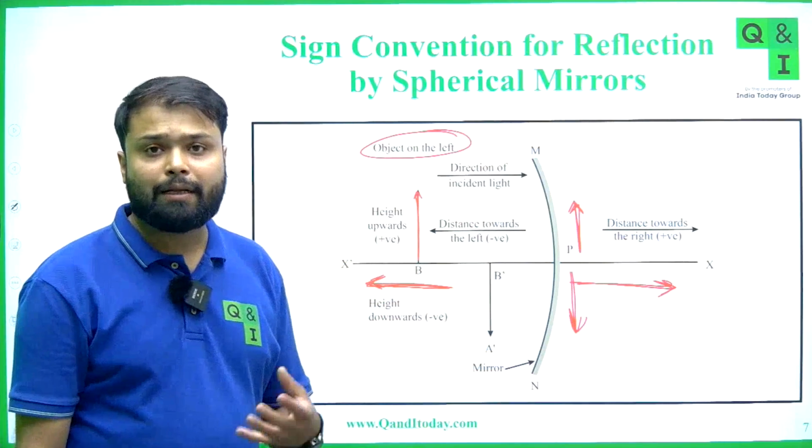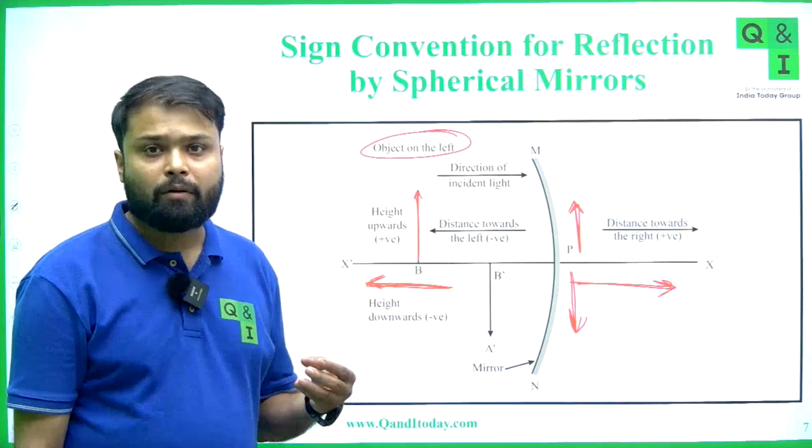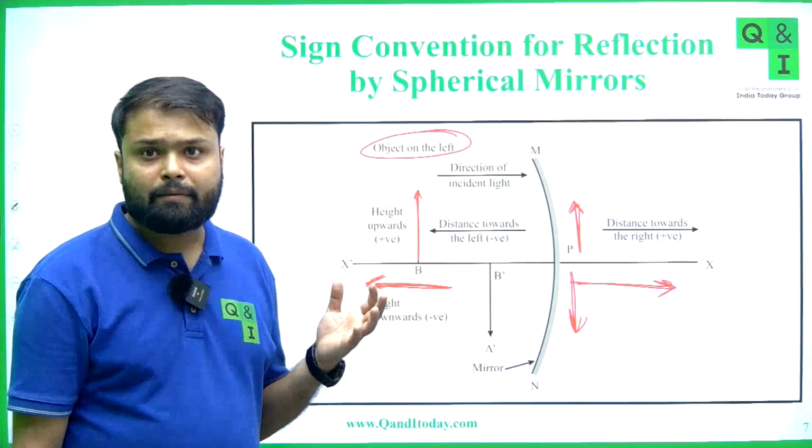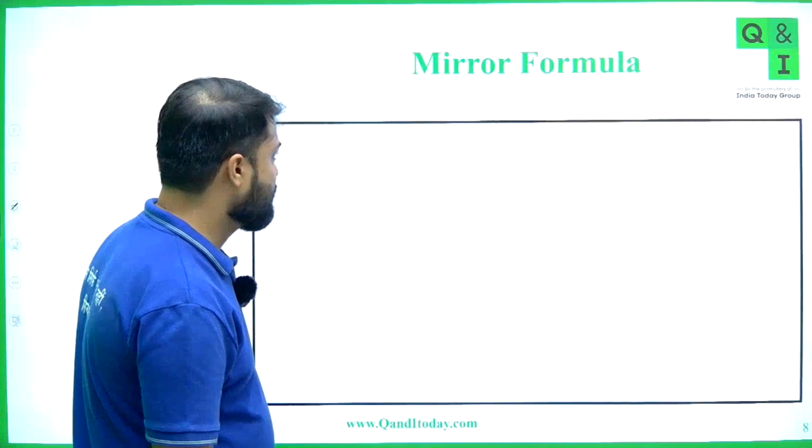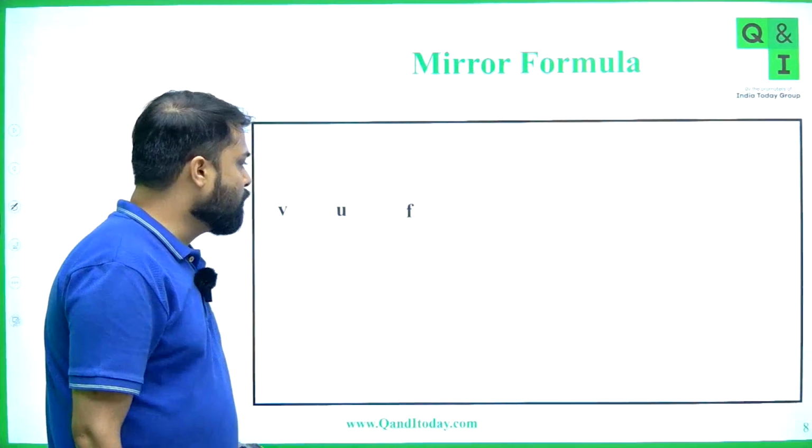Yes or no? For concave mirror, for convex mirror, is this clear? Sign convention? Yes, sir, clear. Okay, now we talk about mirror formula.